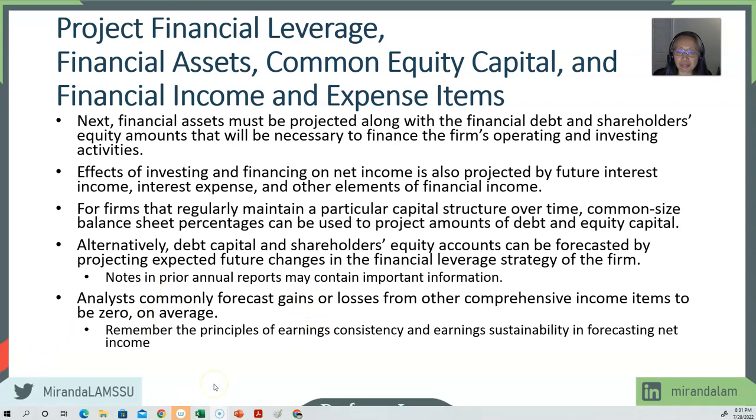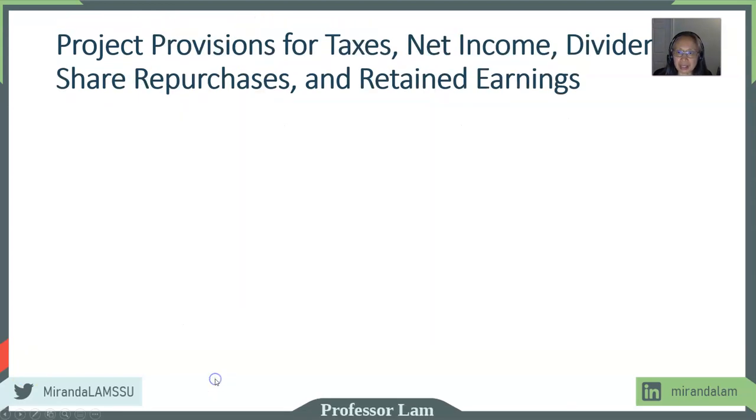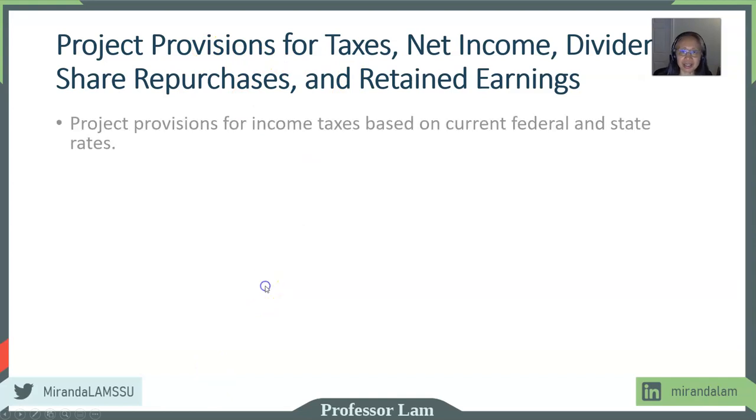Once we have forecasted the firm's financing for the future, we can then incorporate that into provision for taxes, taxable income, net income, and dividend. Once we get to taxable income, we can compute provision for income tax based on the firm's current tax rate.